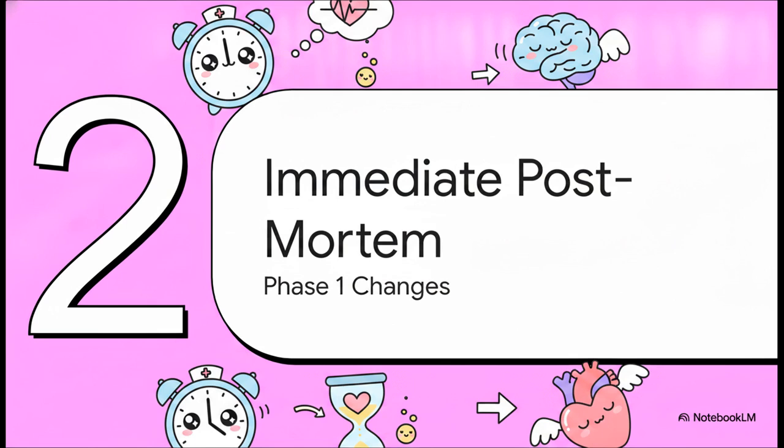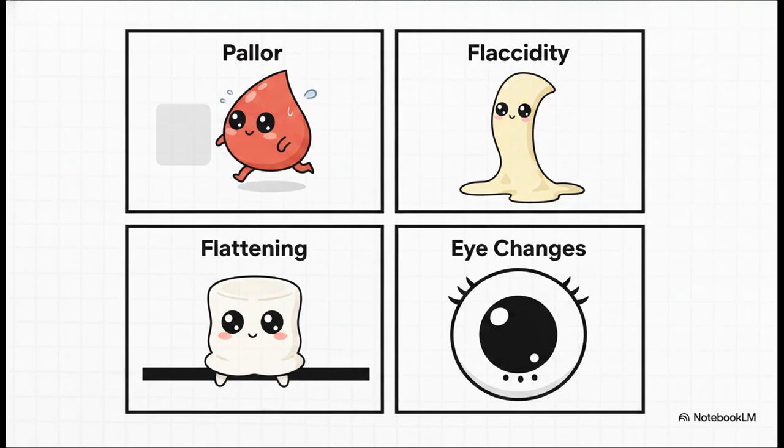Section 2, Phase 1, Immediate Postmortem Changes. Let's explore what happens to the body in the mere minutes after somatic death is officially confirmed. We see rapid, systemic changes. First is pallor. Circulation halts, capillaries drain, and the skin turns pale. Then comes primary muscle flaccidity. This is a complete muscular relaxation where the jaw drops and the body loses control of all secretions.